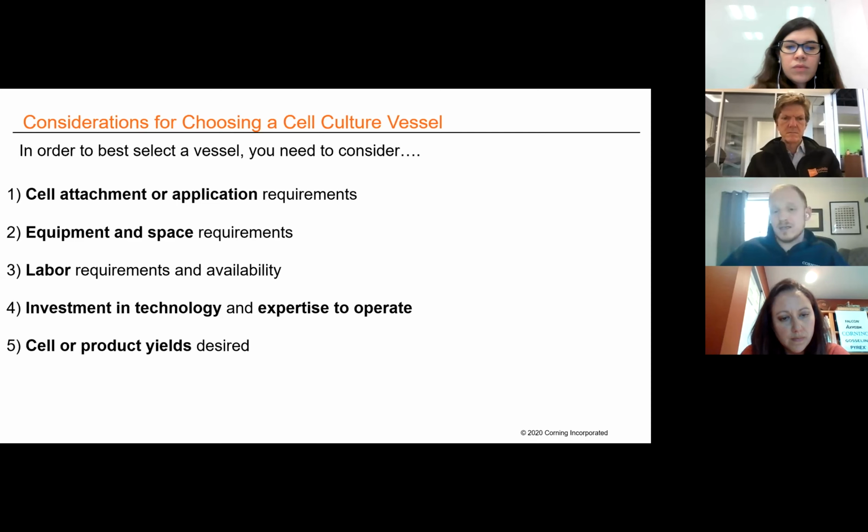There may be some investment in technology or expertise if you're utilizing a cell culture method that's a little bit more advanced, like maybe a bioreactor. And then lastly is the cell or product yield. So how many cells do you need, or how much virus do you need? And this is probably one of the more common considerations when we talk about alternative methods for doing cell culture beyond just a micro plate or dish or a T flask. It's, I need more cells. What are the best methods or vessels to get me to have more cells?